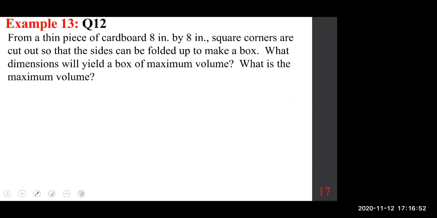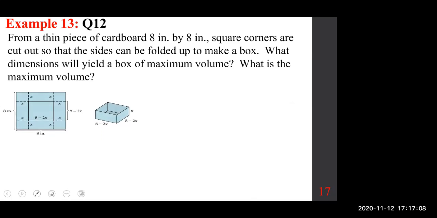All right. From a thin piece of cardboard 8 by 8, square corners are cut. We fold them up into a box. What dimensions will yield the box a maximum volume? First, an explanation as to what's happening, class. What we have is an 8 by 8. We are going to cut the corners by x. That means we're going to cut equal corners. And when we do that and fold them up, what is left is 8 minus 2x on each side and the height of x.